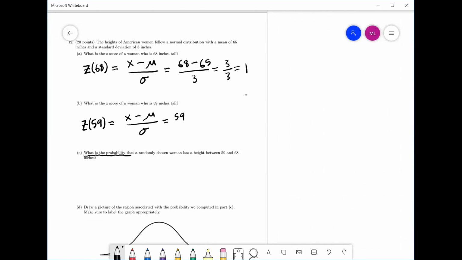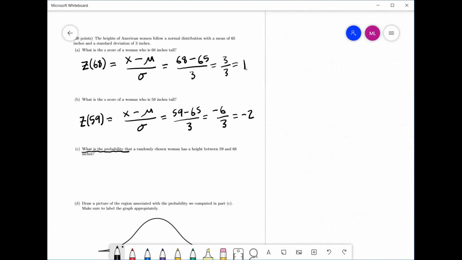Do the same thing here. 59 minus 65 over 3. Well, 59 minus 65 is -6. Divide that by 3, and we get -2. So there are the two z-scores. And again, if you can't do this arithmetic in your head, that's not a big deal. Just do it on the calculator. I'm just not going to display that here, but hopefully that's okay.